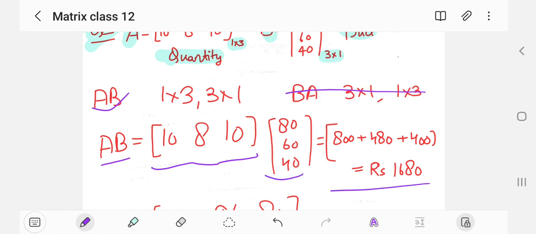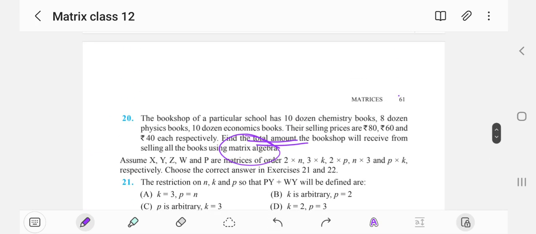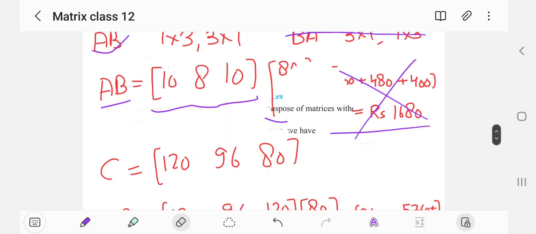Is it correct? No, it is not correct. Why is it not correct? This is a very common mistake that we very often commit. The thing that we forget is that the quantity which is given to us is in dozen, and the cost which is given to us is of each book. You can see these are the cost of each book. The price of each book is given to us, and the quantity is given to us in dozens, right? So you need to make sure that you convert this dozen into the total number of books.